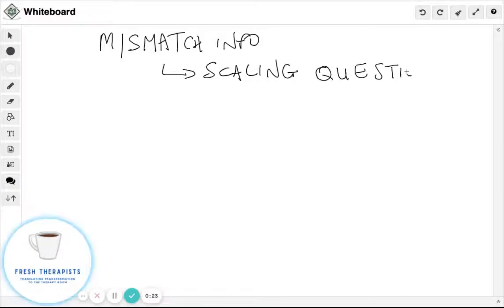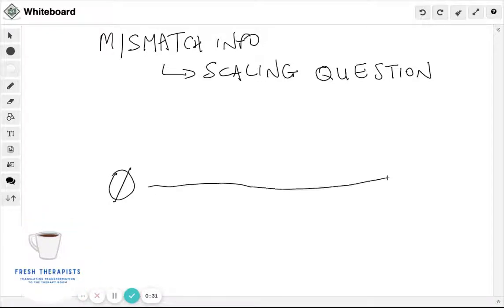Now, a scaling question is a question that is built around a scale. So you'll have a scale, say, from 0 all the way up to 10. And so you'll ask a question around this scale. And it's a great way of finding out opposites to what the client believes, basically. It brings in other elements of the story.